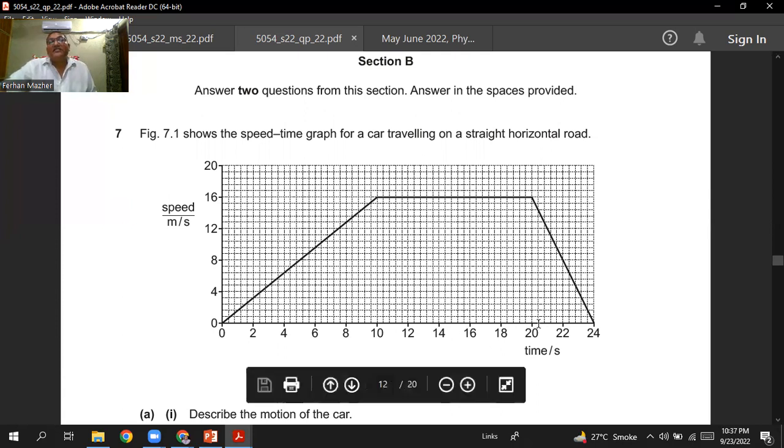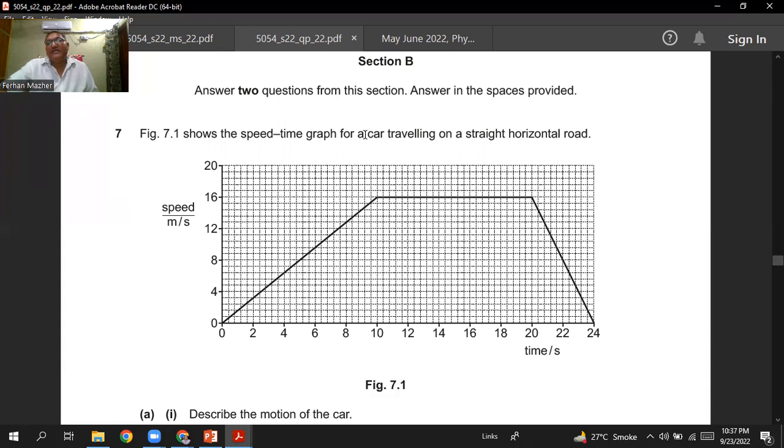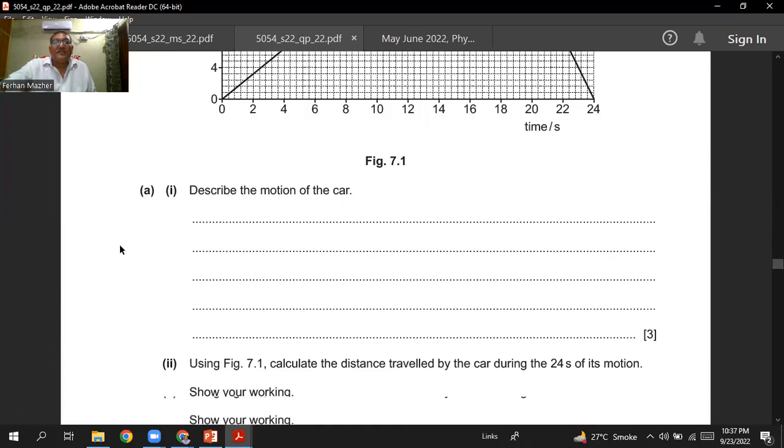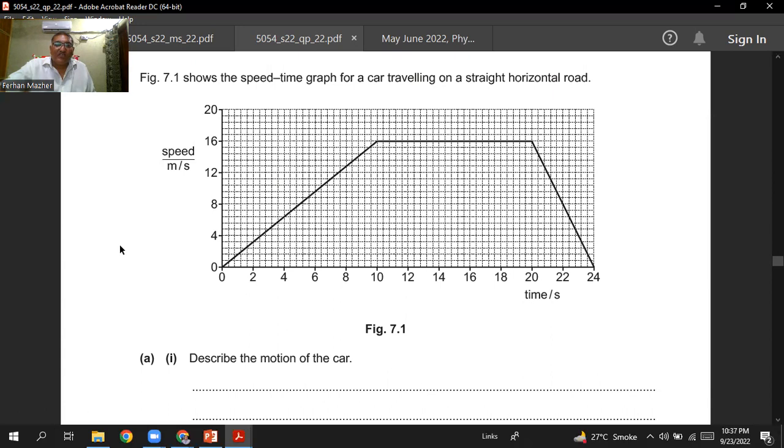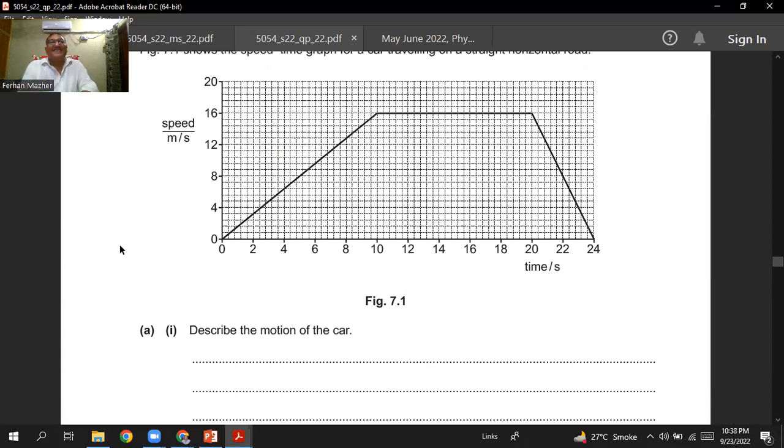From 10 seconds to 20 seconds, it has moved with a constant speed of 16 meters per second. From 20 seconds to 24 seconds, it has decelerated and its speed has changed from 16 meters per second to 0 meters per second. So this is that graph. He says, describe the motion of the car. It's a 3-mark question, so I have already described it.